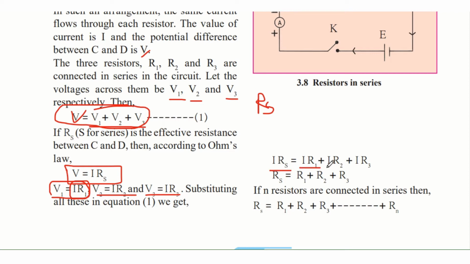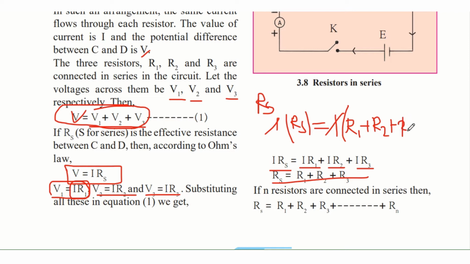We will get I Rs is equal to I R1 plus I R2 plus I R3. And then we can take I as common on the right side, and Rs stays because there is only one. So we put I times R1 plus R2 plus R3. And then because I is present on either side, it will get cancelled. And we will get this equation as the final answer. So therefore we have found out that the total resistance in series is R1 plus R2 plus R3.